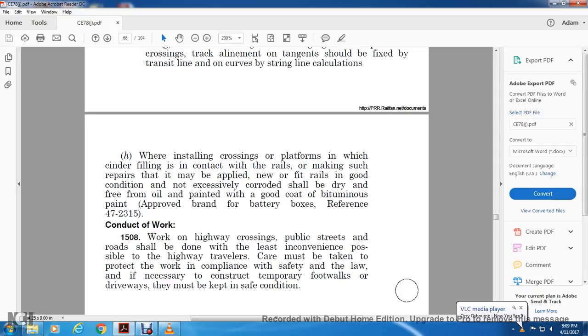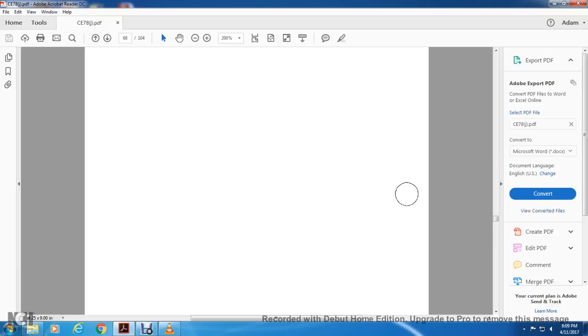Work on highway crossings, public streets and roads should be done with the least inconvenience possible to highway travelers. Care must be taken to protect work in compliance with the safety of the law. If necessary to construct temporary footwalks or driveways, they must be kept in safe condition.